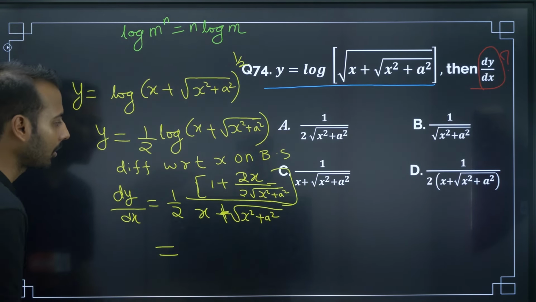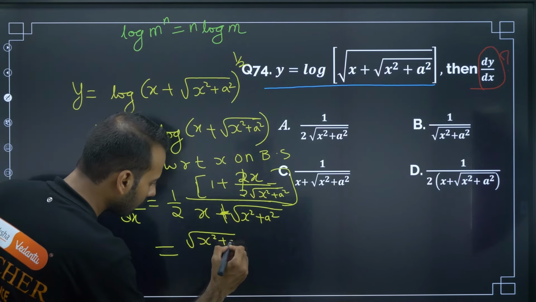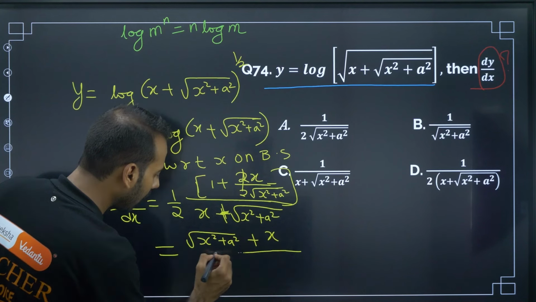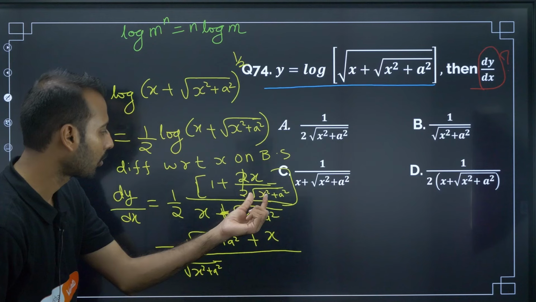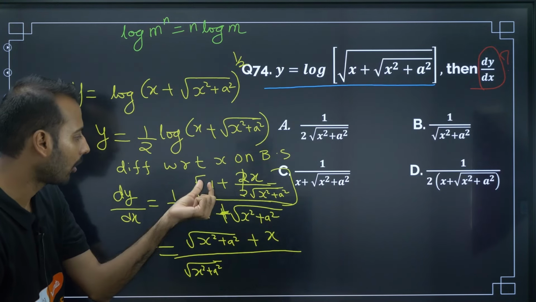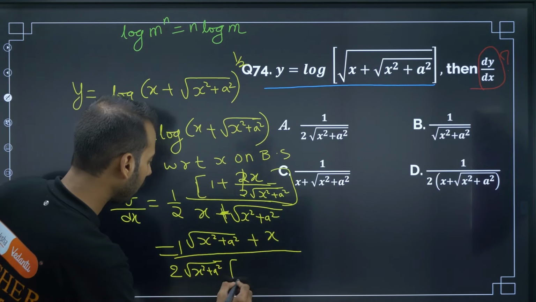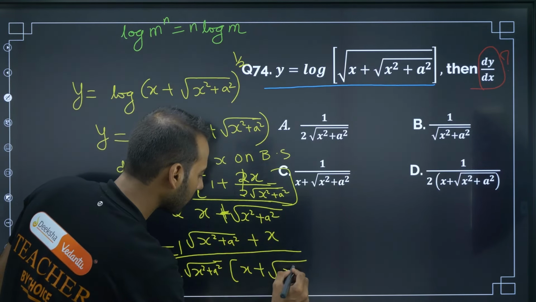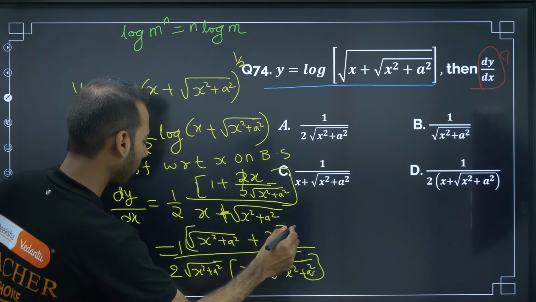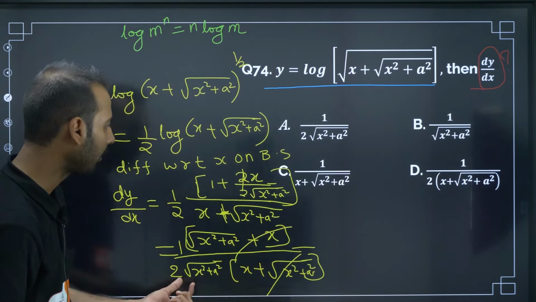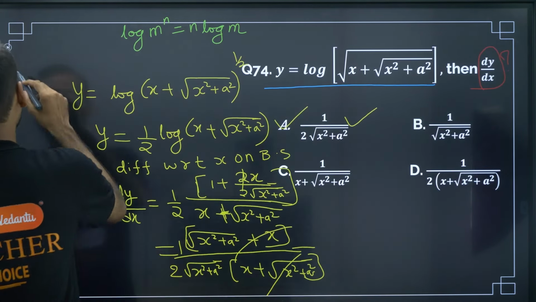How to do simplification? I will assume the students who are watching this might be good in simplification. If they are not good, just go through this. Plus x by root of x square plus a square. See here, this root of x square plus a square, I am taking LCM, so I am multiplying this. Next here we are left with 1 by 2 which was already there, and here x plus root of x square plus a square, all this. Now if I cancel this and this, 1 by 2 root x square plus a square, A is the answer for this. Moving on to next question.